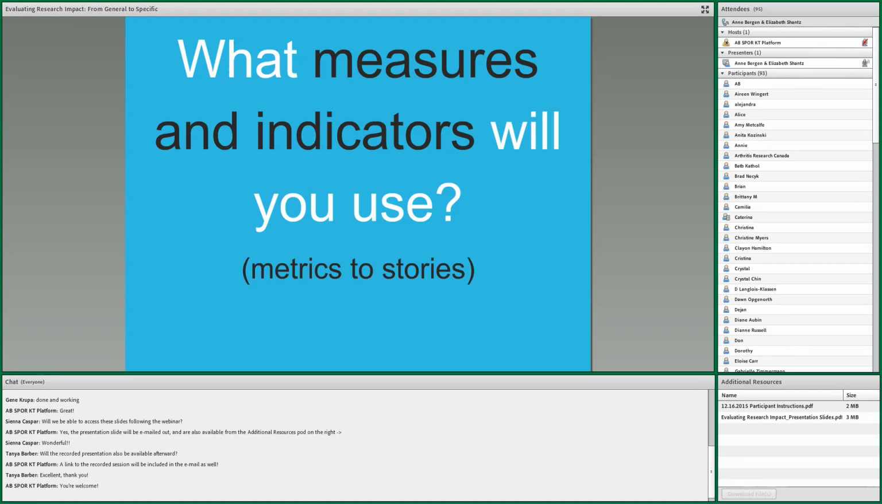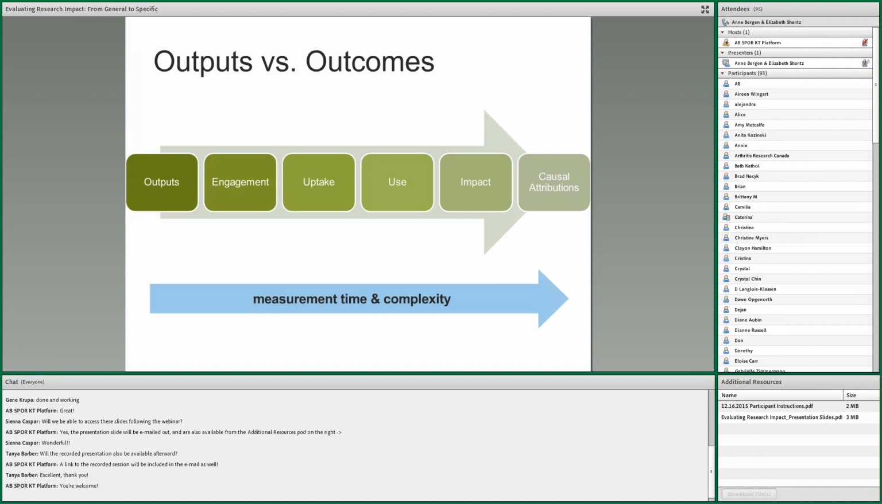You also, of course, need to think about what measures and indicators you're going to use. So if you're looking at outputs, it's very easy to collect metrics. You can count number of publications, number of citations. You can look at the impact factor of the journal or the number of times something was downloaded. If you're looking at engagement, even then you can still have some metrics. Number of people attending the meeting, number of people who retweeted something on social media, those sorts of things.